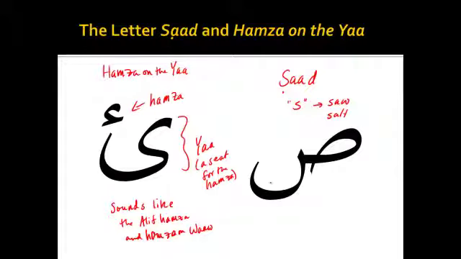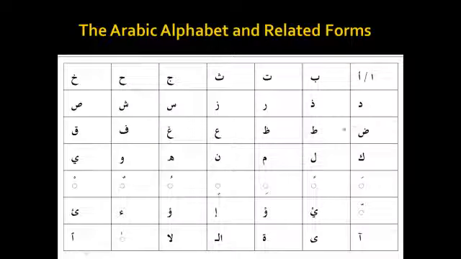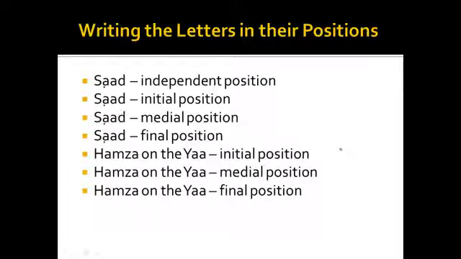Okay, let's look at where we are in the Arabic alphabet. So we have here the Saad, and we're all the way over here. And remember, we're going from right to left. And we have the Hamza on the Ya, which is all the way over here. Now let's look at the different positions of the Saad and the Ya. And remember, there are four possible positions for each letter.